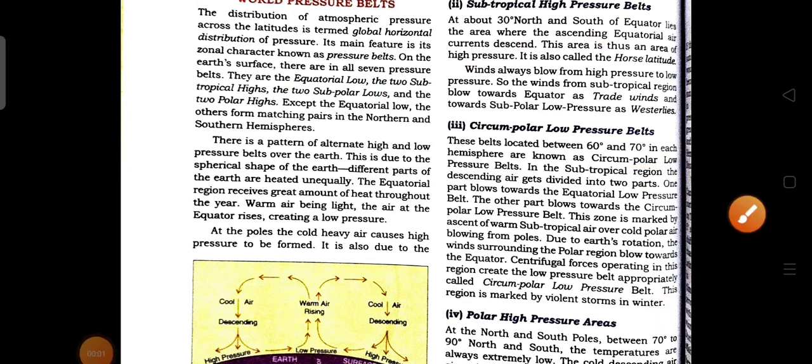In the subtropical region, the descending air gets divided into two parts. So, what are the two parts? As we previously know in the subtropical high pressure belt, it gets divided into two parts: one blows towards the equatorial low pressure belt, and the other goes to the circumpolar low pressure belt. This zone is marked as the ascent of warm subtropical air.